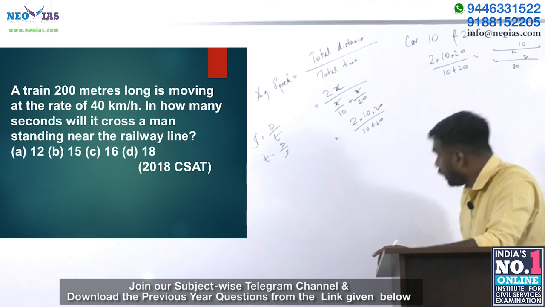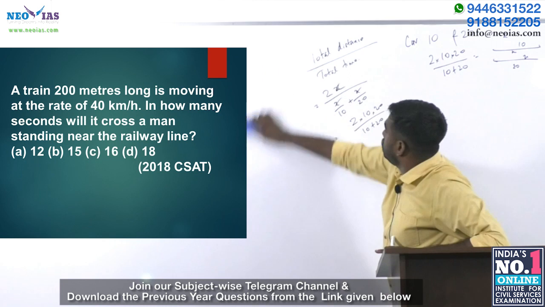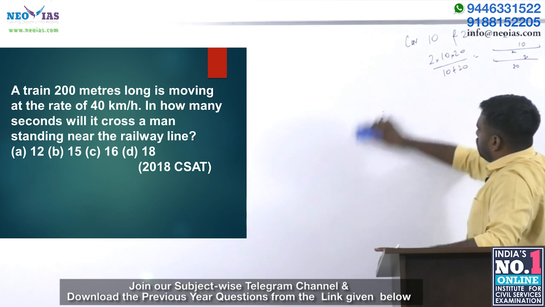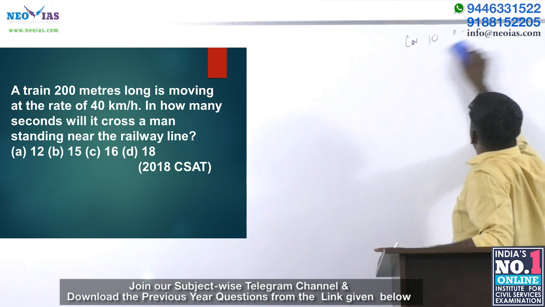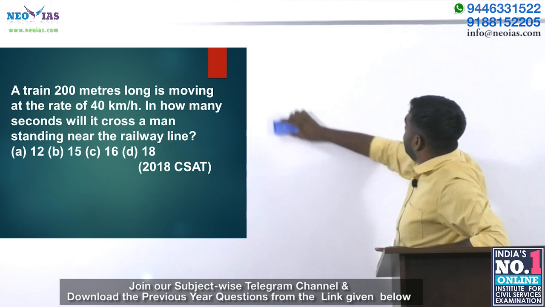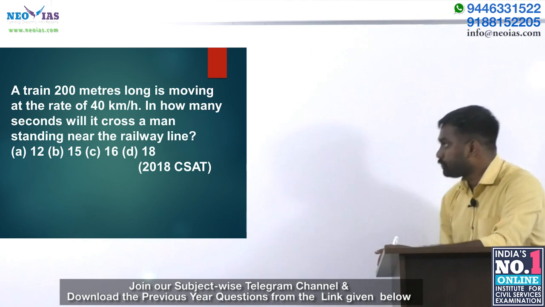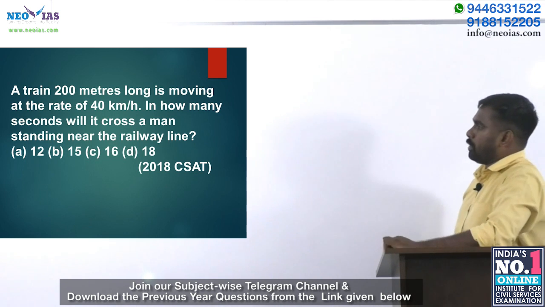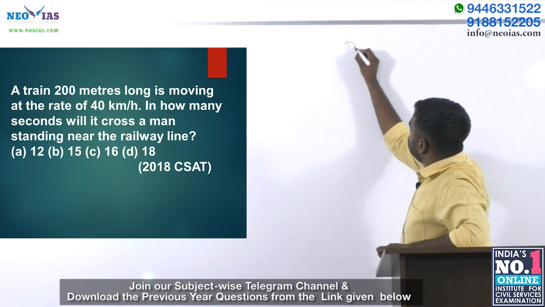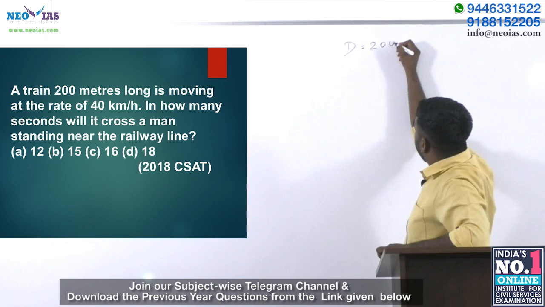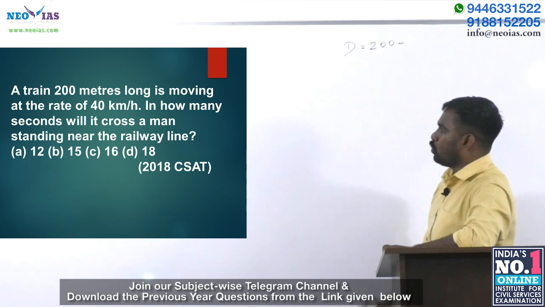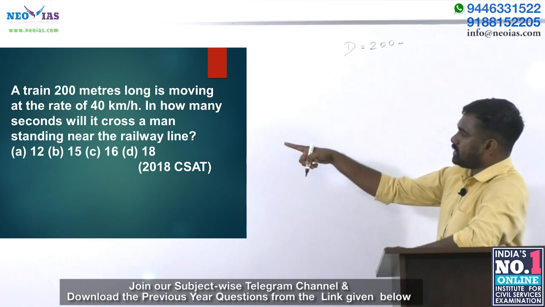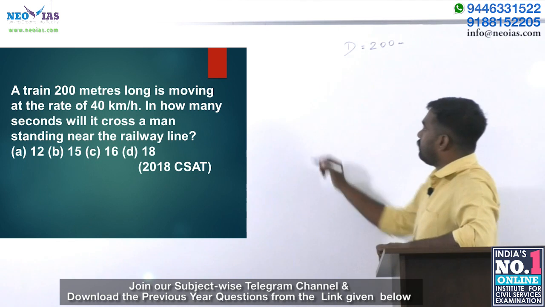With this we are moving into the problem section. The first one is a simple problem. You just need to know the concept of speed to answer that problem. A train 200 meters long is moving at the rate of 40 km per hour. So distance is given. Distance is what? 200 meters. In how many seconds will it cross a man standing near the railway line?